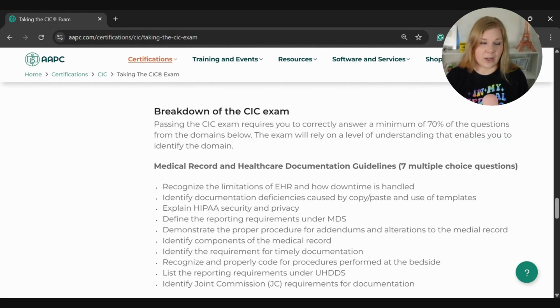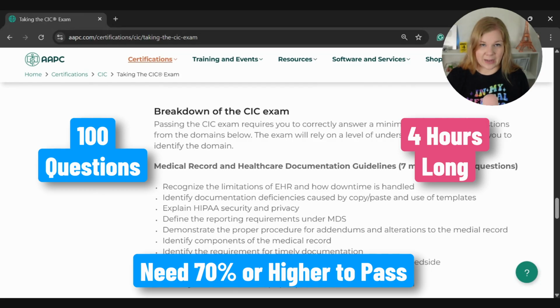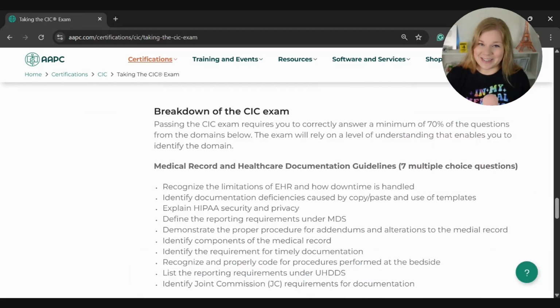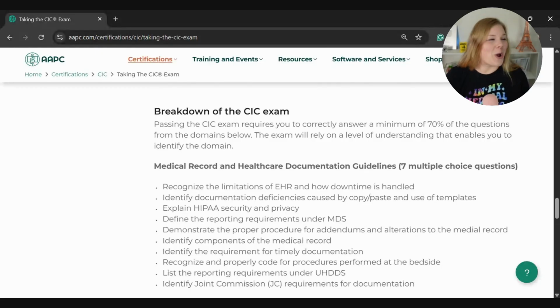So when we look down at this exam breakdown, it is the typical 100 questions. It is 4 hours long. You need 70% or higher to pass. It is, though, a mix of multiple choice and, get ready for it, fill-in-the-blank coding questions. So you do have no multiple choice, no multiple answer banks or anything like that for some of these cases at the end. So let's kind of look down at this breakdown.